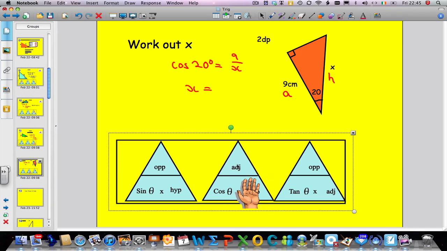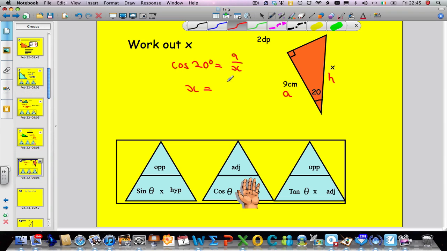I've got to do the adjacent divided by the cosine of the angle. So I'm going to do the adjacent, which is 9, divided by cos of 20. Now I punch that into my calculator, 9 divided by cos 20, and we get 9.58. That's it, 9.58 centimeters. And that is how we use our trig functions to find a missing length when given an angle on one side.